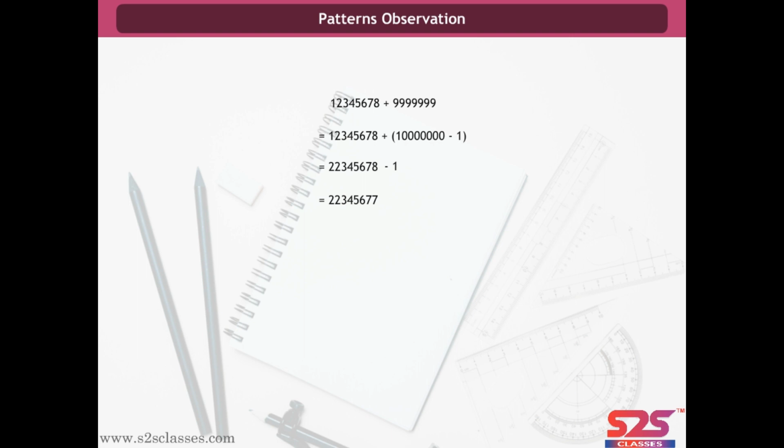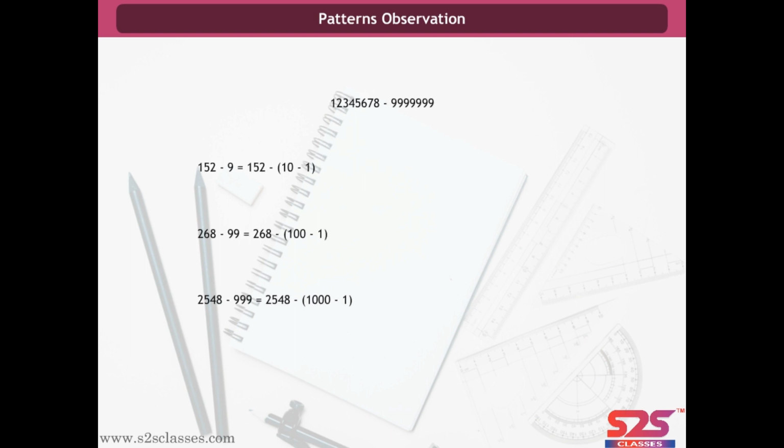Now let us change our expressions to subtraction type. Keeping the numbers same, we have just changed the addition sign to subtraction. Note here, on opening the brackets, minus 1 becomes plus 1. So we now first subtract 10 from 152 and then add 1. We get 142 plus 1, or simply 143. Similarly, we find the value of the other expressions.